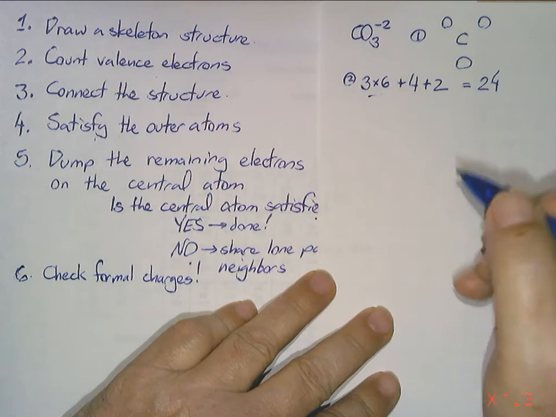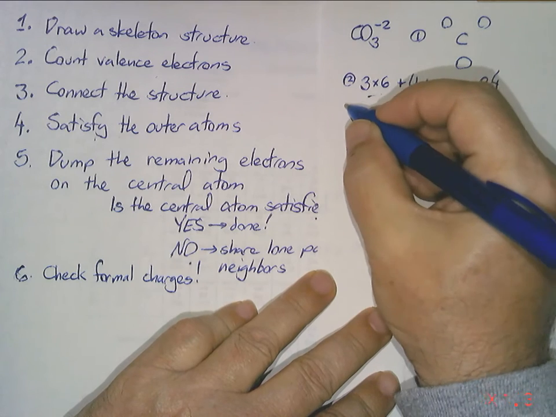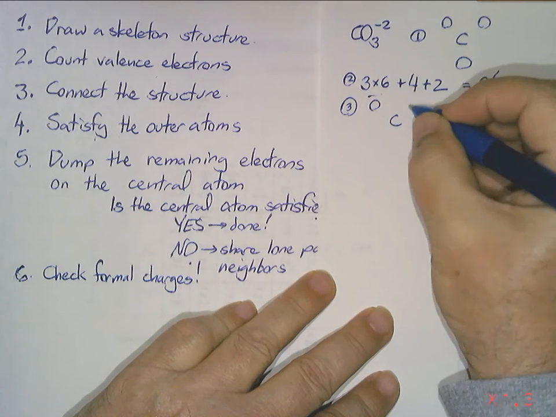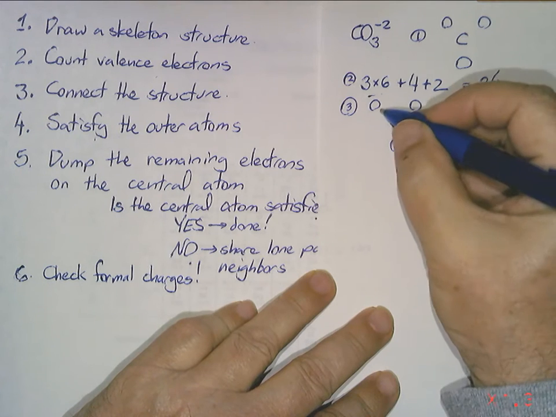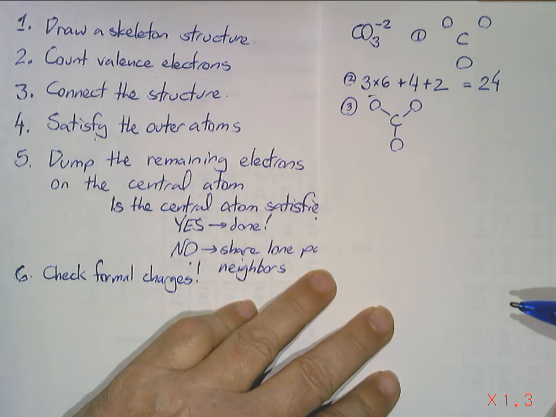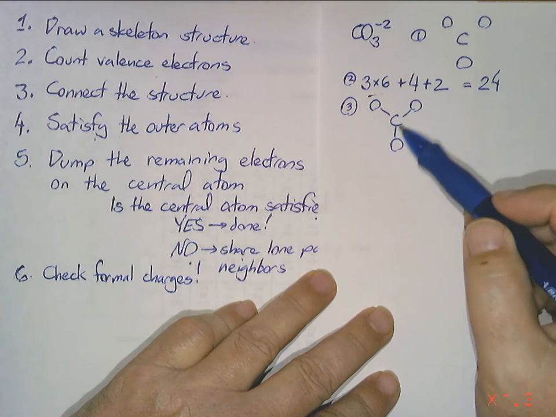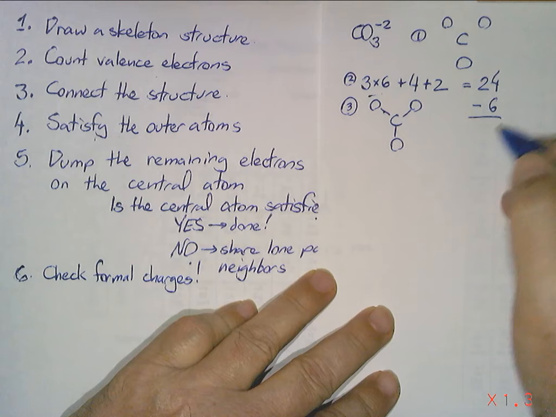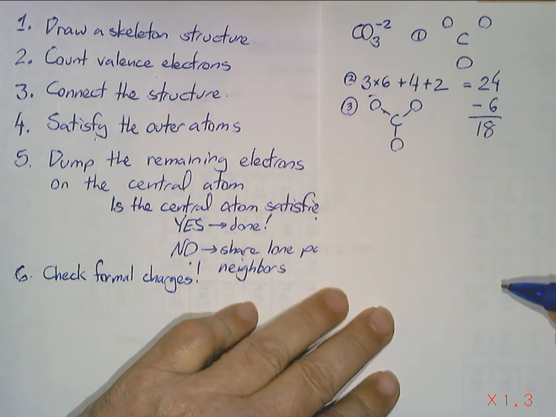Step 3, connect the structure. All right, here's my skeleton. And I'm going to connect it by drawing a stick between the central atom and each of the outside ones. How many electrons did that cost me? Each stick costs 2 electrons. 2, 4, 6. So I've got 18 electrons left.